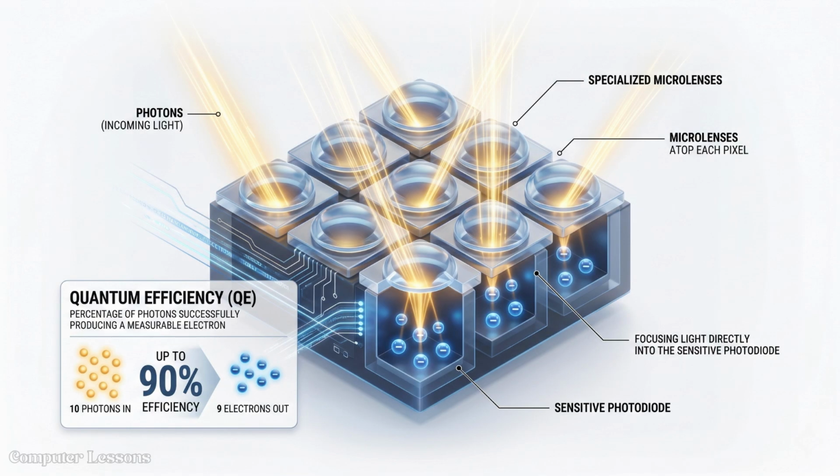Quantum efficiency represents the percentage of photons hitting the sensor that successfully produce a measurable electron. Modern engineering has pushed this efficiency toward 90% using specialized microlenses. These tiny lenses sit atop each pixel to focus incoming light directly into the sensitive photodiode.